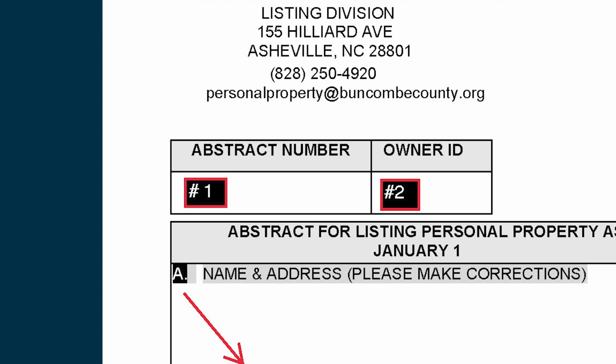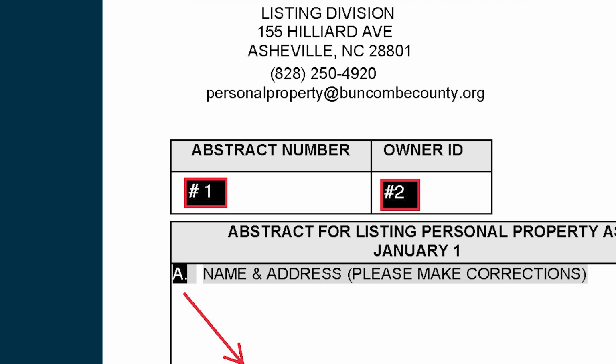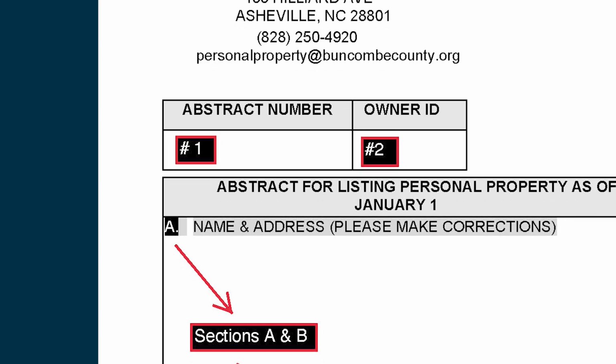1 and 2. Abstract number and owner ID. If you are listing personal property for the first time, enter New in the Abstract field. Next year, a listing form will be mailed to you with your information pre-printed.